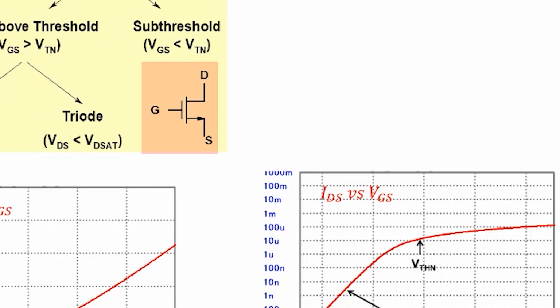Above threshold, above 1 volt, these are the characteristics. The current flowing through the MOSFET is significant. Above threshold means that the MOSFET is in the strong inversion region. Most of the amplifiers are constructed for VGS larger than the threshold voltage. So for our course, in most cases when we build amplifiers, we'll take VGS greater than VTH, the threshold voltage.